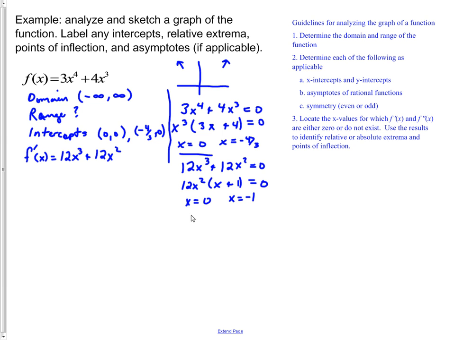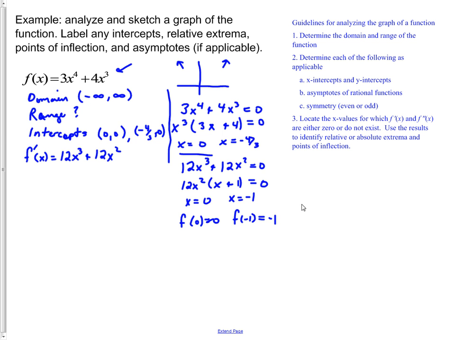So, of course, we would want to go through and find out what happens at these critical values. We know in the function f of 0 is equal to 0. In our original function, that's here. And f of negative 1 is going to be 3 times negative 1 to the fourth plus 4 times negative 1 to the third. That's 3 minus 4. That's going to be negative 1.